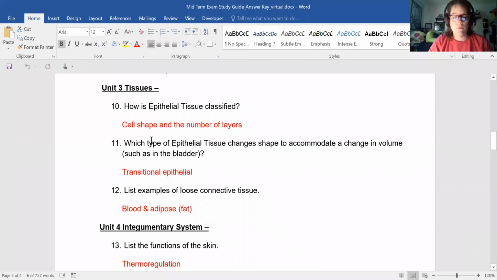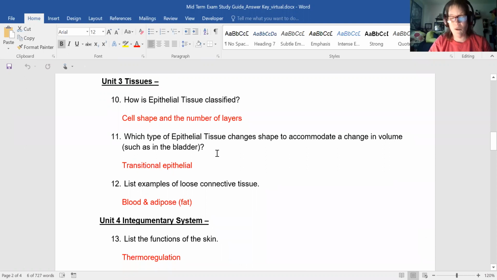Number 11 is which type of epithelial tissue changes shape to accommodate a change in volume, such as a urinary bladder. So if you think about it, your urinary bladder can be small if it's empty, but as it fills up with urine, it's going to stretch. So originally your bladder has cube-shaped cells, cuboidal cells, and then as it stretches, it's kind of like a rubber band, it thins out, so they become squamous. So that's called transitional epithelial when they're able to change shape like that.